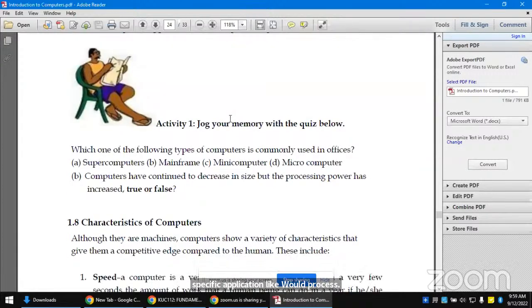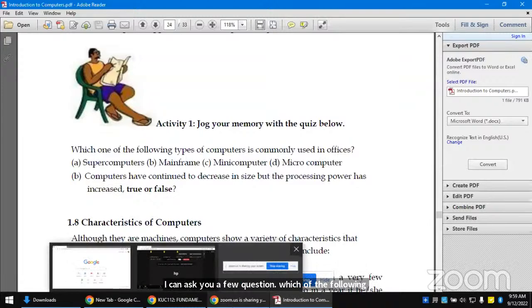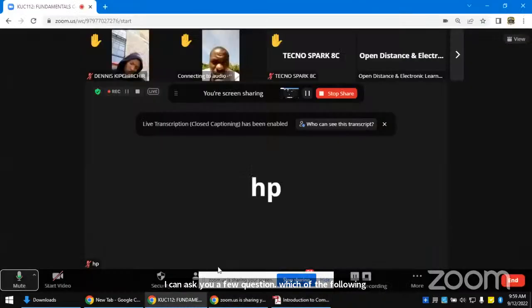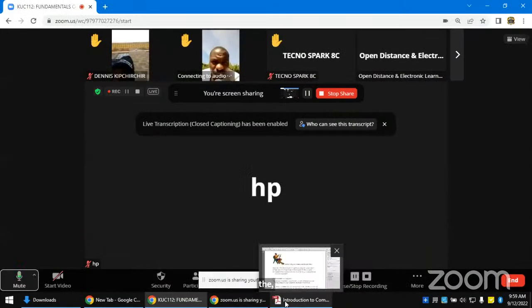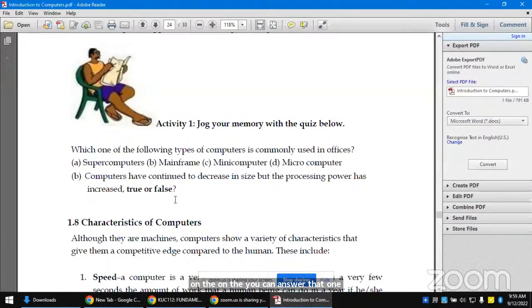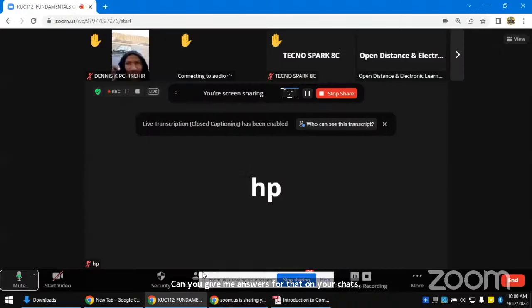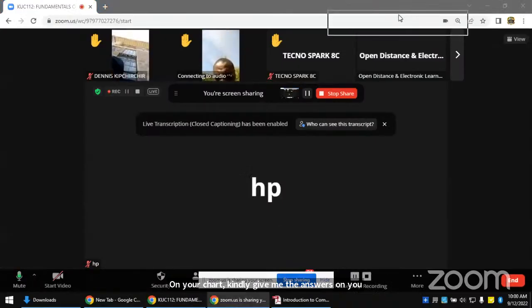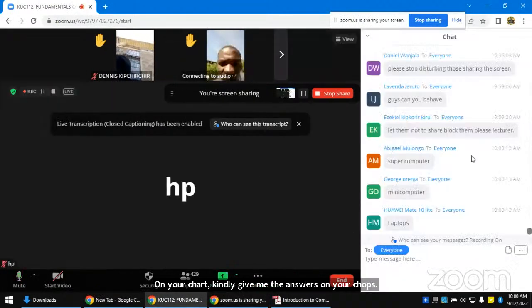So we have an activity here, and try to carry it out. I'll ask you a few questions. Which of the following types of computer is commonly used in the offices? Kindly give your answers. What are the computers mostly used in the offices? Can you give me answers for that on your chat? Kindly give me your answers.